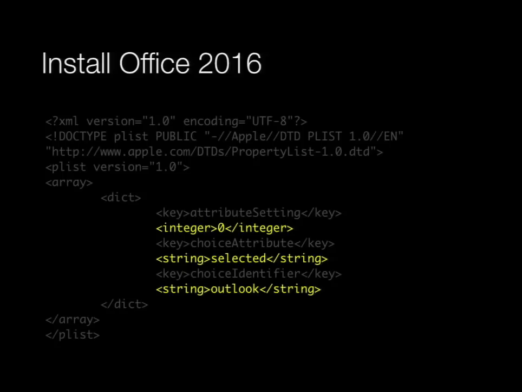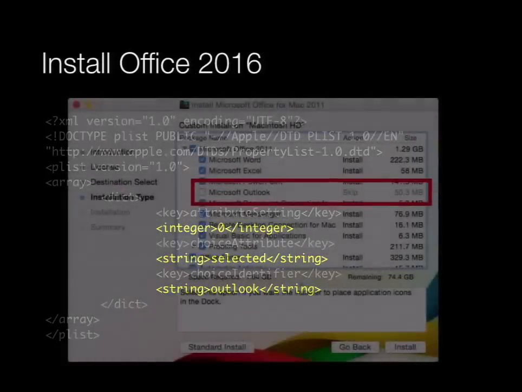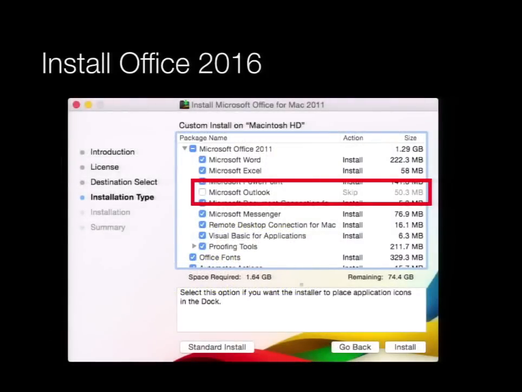Is that simple enough? Does that make sense? All right. This is the equivalent of double-clicking the Office 2011 installer and choosing the Customize option and deselecting Outlook.